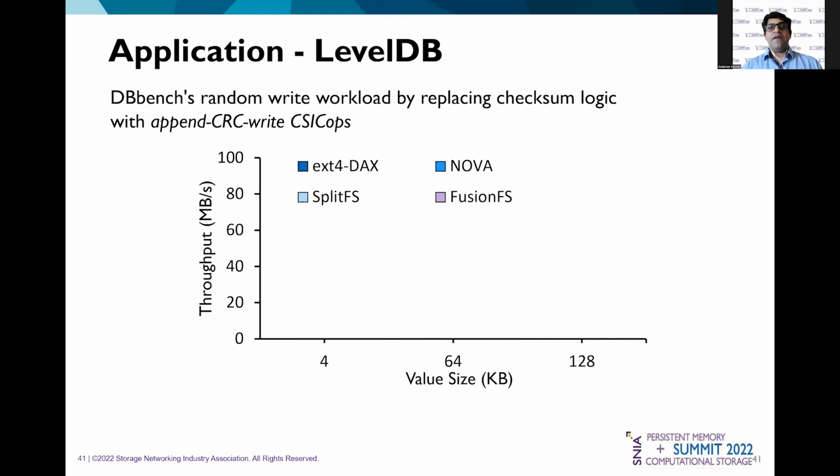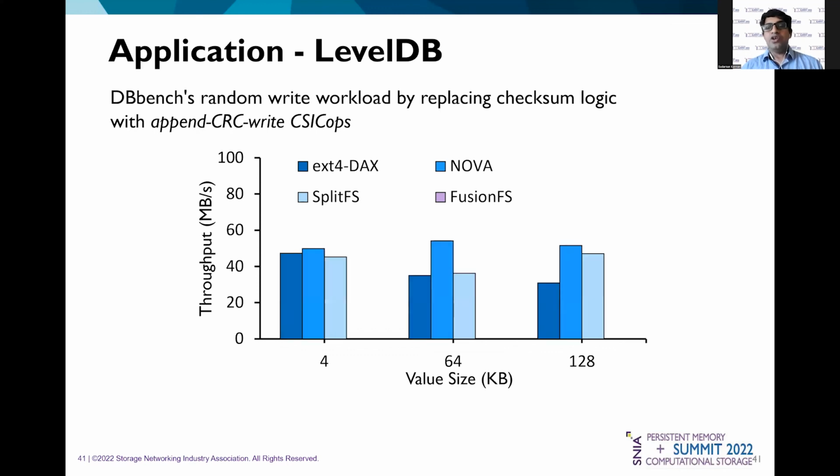On the y-axis is the value size, and the x-axis is the throughput. We compare our approach against different user-level and kernel file systems. So even for a real application, we see some good performance benefits. If the value sizes are really large and the computational requirement is very high, then adding more compute cores to the near storage device would probably provide even more benefits. That's our intuition.